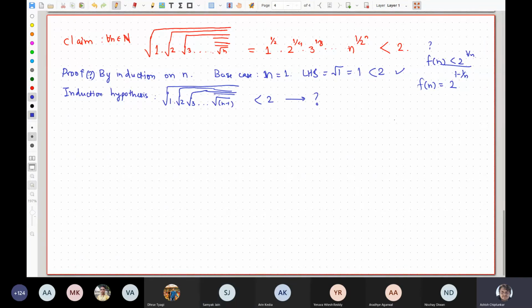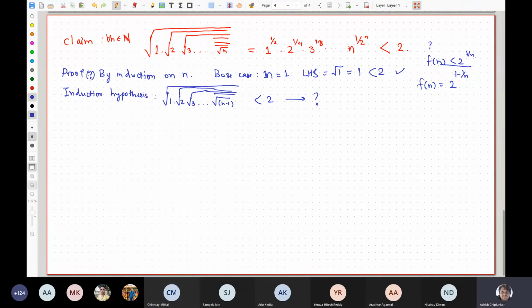Okay, sorry, who was this? I forgot the name. Samyak, did you tell this 2 to the 1 minus 1 over n? Yes, sir. Acha. So if you just replace all 2, 3 up till n by just 2, it will be like this. Oh no, sorry. But then that's not legal, right?